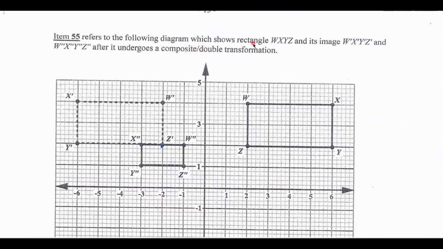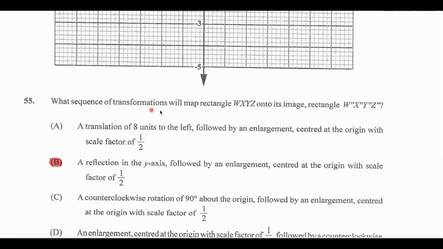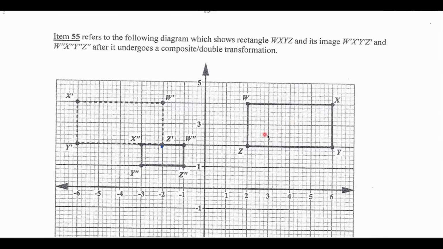Question 55, the diagram shows rectangle WXYZ and its image, W prime, X prime, Y prime, Z prime, dotted. And W double prime, X double prime, Y double prime, Z double prime, which is this. So there's a double transformation taking place, okay? What sequence of transformations will map rectangle WXYZ onto its image, the rectangle W double prime, X double prime, Y double prime, Z double prime? How am I mapping this object onto this image?